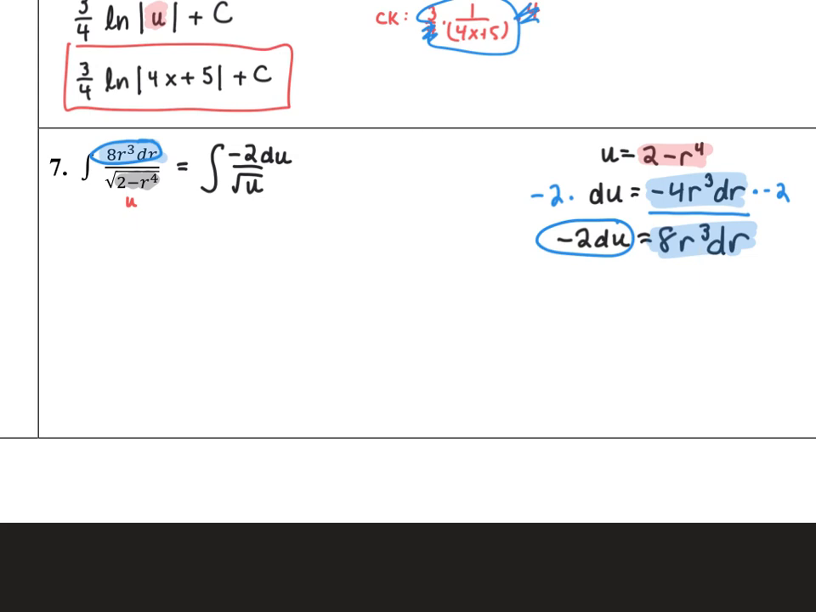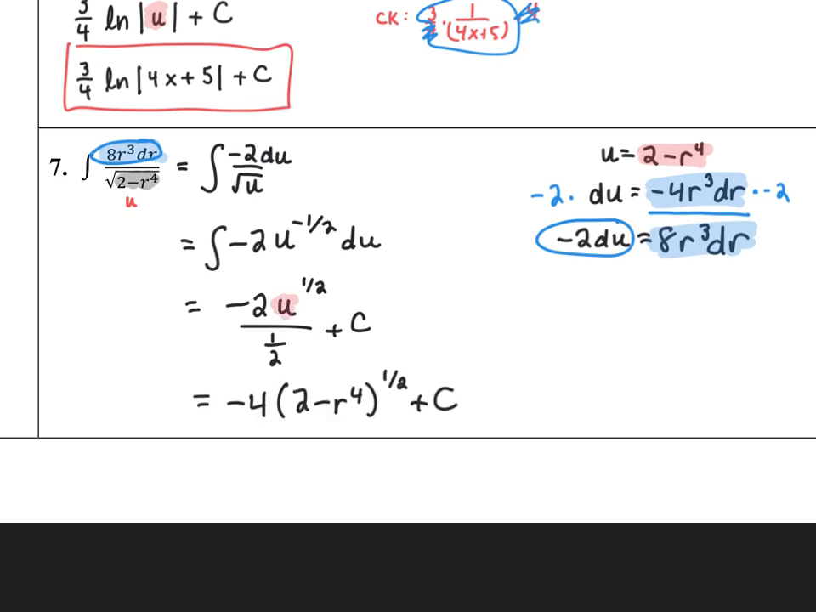It's going to involve bringing this square root of u up to the numerator and rewriting it with a rational exponent first. I'm now ready for the power rule, so I'm going to add 1 to the power and divide by the new power. Next, I'm going to simplify this a little bit and also put my 2 minus r to the fourth back in for my u. And here is my final antiderivative.